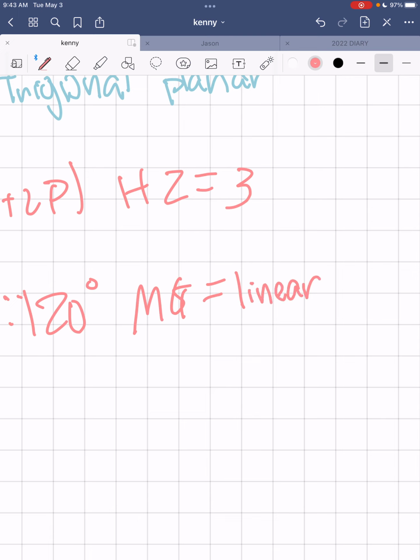It might not say on your VSEPR chart, it doesn't say in the one I have, but if you go one step further in your table, with 2 lone pairs, then it should all be linear.